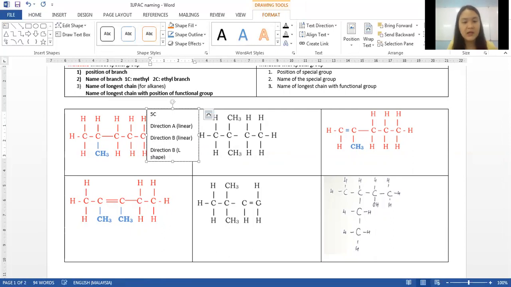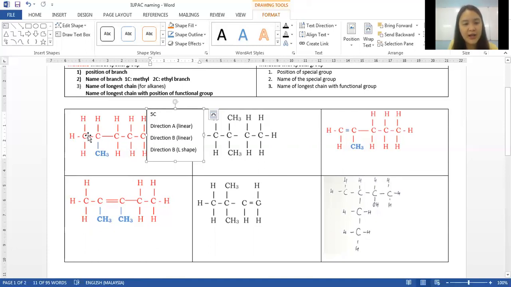So now, since all three options will give you the same maximum number of carbon, at the end of the day, which one should I choose? Now, if your molecule has a functional group, you choose the direction that's closest to your functional group. However, in this molecule, there's no functional group, so you choose the side that's closest to the branch.